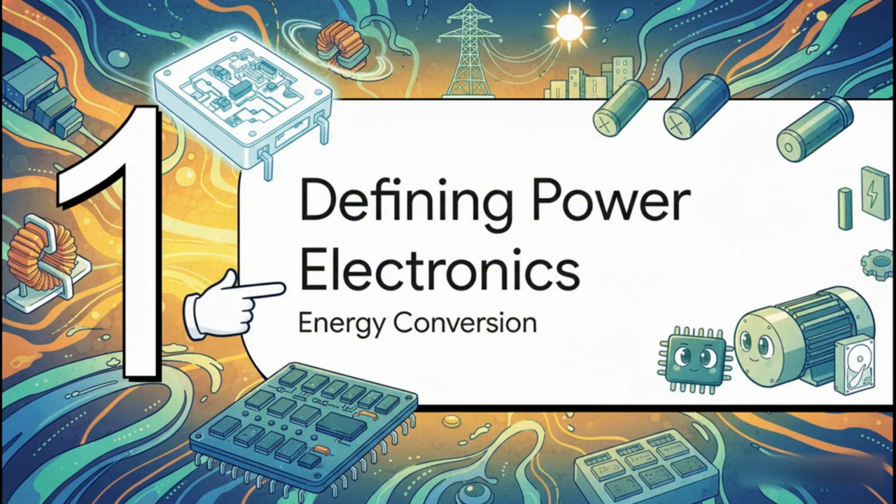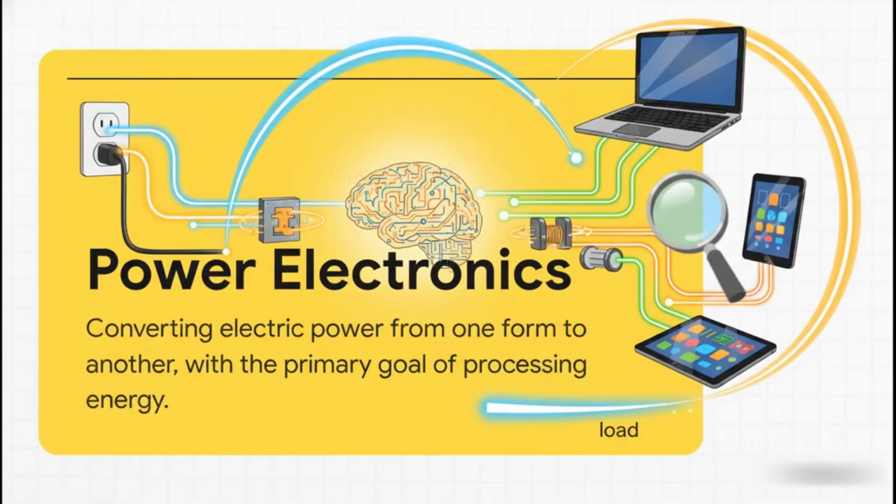All right, Section 1, Defining Power Electronics. Let's kick things off by getting on the same page. What is this stuff, really, and what makes it different from, say, the processor inside your computer? So here's the deal. It's all about processing energy, not information. I love this analogy. Think of your computer's CPU as the brain, like a librarian, right?